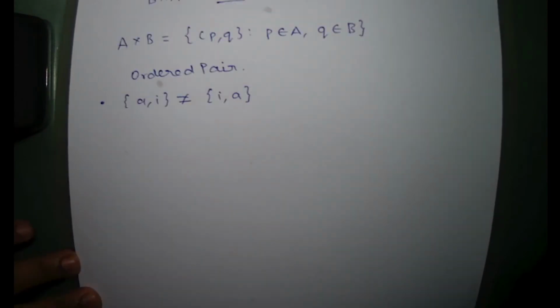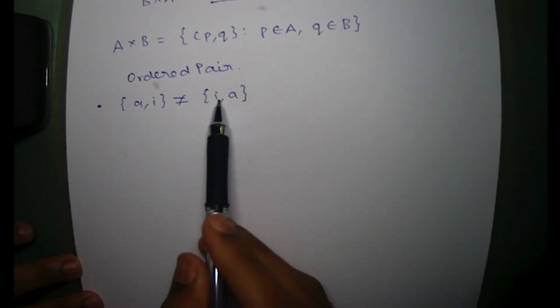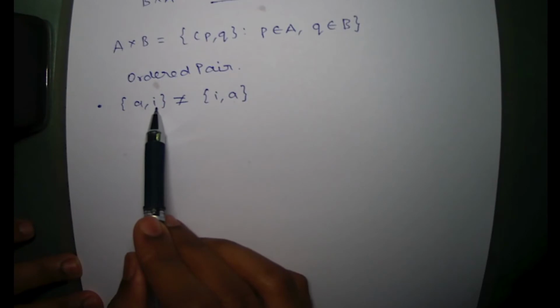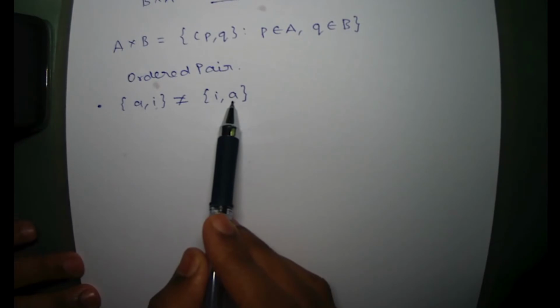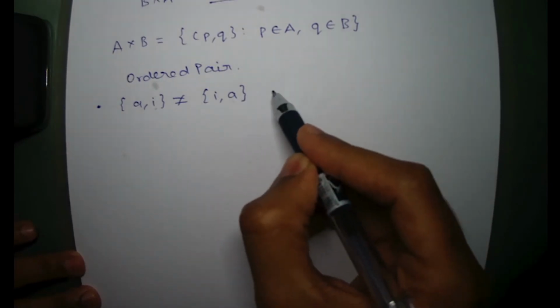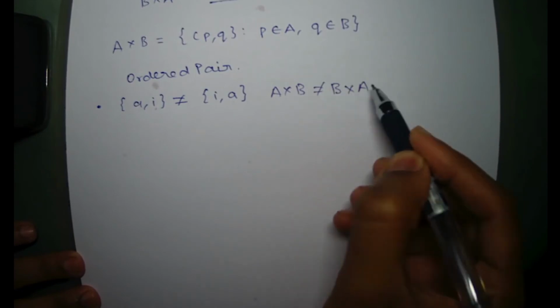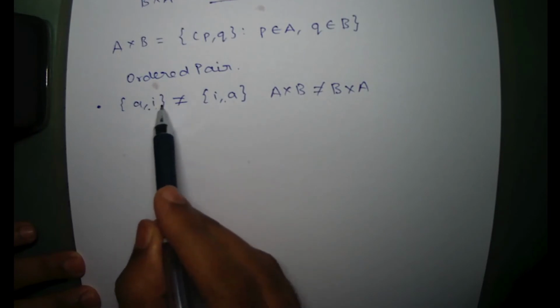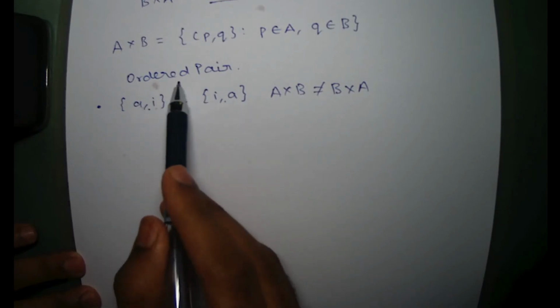A few important points to remember are: the first point is A comma I is not the same as I comma A, because the term A is from set A and the term I is from set B, while in I comma A the first term is from set B and the second term is from set A. So this is not equal because A into B is not equal to B into A. Even though the terms inside the set are the same, since the order is different, these two are not equal. This is only applicable to ordered sets.